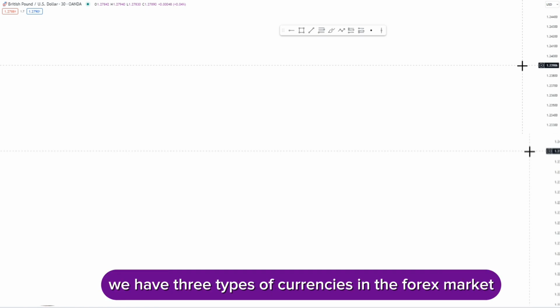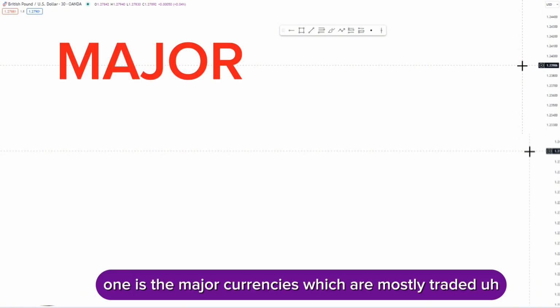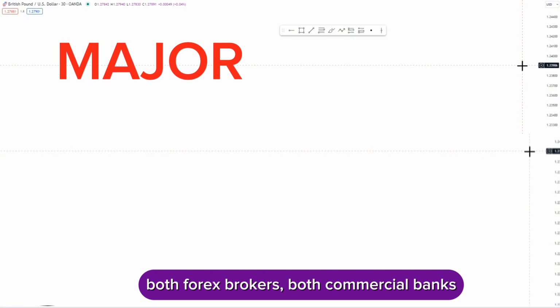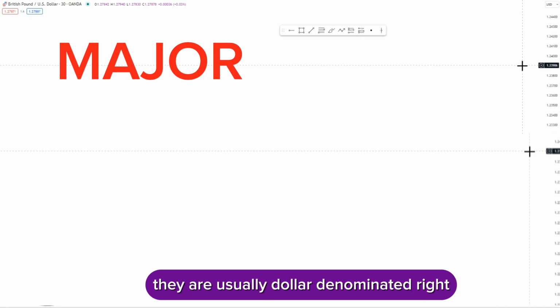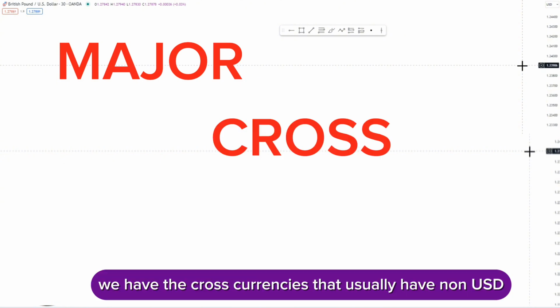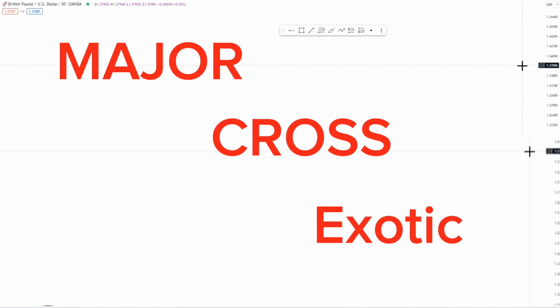And then thirdly, we have 3 types of currencies in the Forex market. One is the major currencies, which are mostly traded by a lot of traders, both hedge funds, forex brokers, and commercial banks. And apart from being the most traded, they are usually dollar denominated, right? Then secondly, we have the cross currencies that usually have non-USD in them. We have non-US dollars in them. And then lastly, the exotic pairs, right?